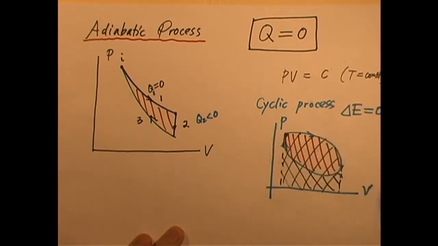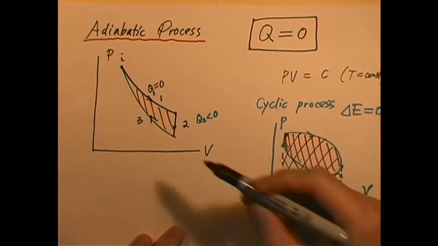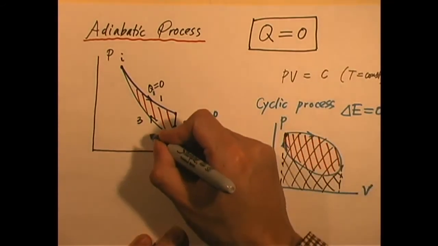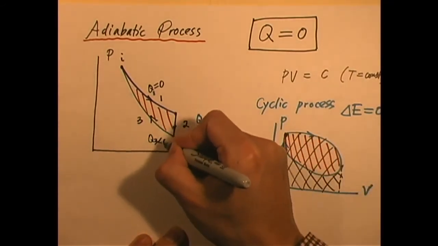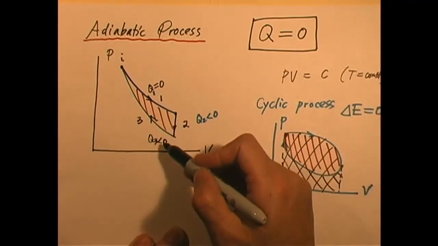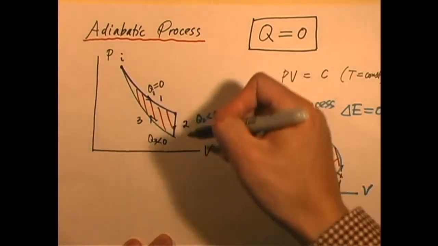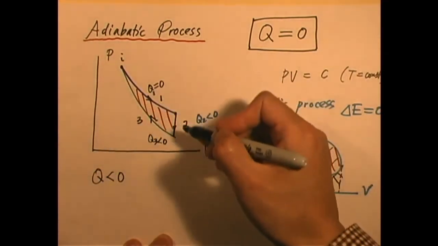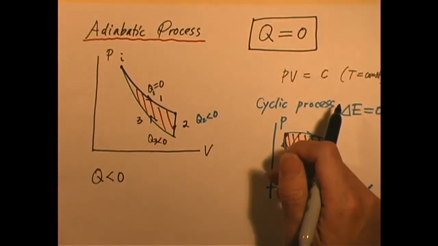That tells us for the third step, going from here to there, the heat must be leaving the system, so Q3 is also less than 0. So Q1 is equal to 0, Q2 is less than 0, Q3 is also less than 0. So for the entire cyclic process, Q is less than 0, because that would be Q1 plus Q2 plus Q3. That is less than 0.